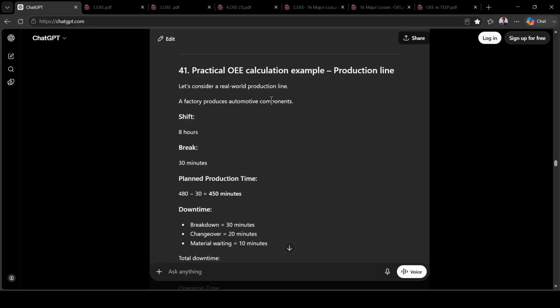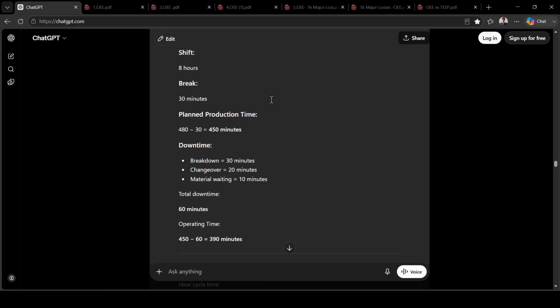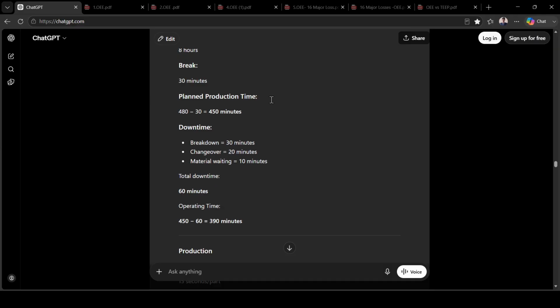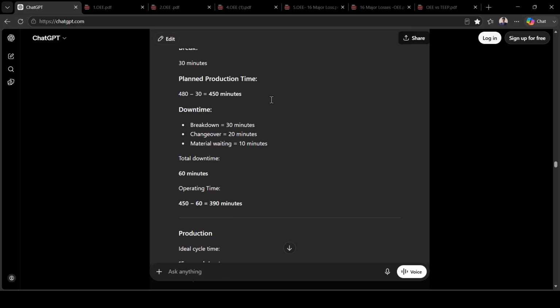The shift is 8 hours, with a break of 30 minutes. Plant production time is 480 minus 30, so 450 minutes. Downtime equals breakdown time 30 minutes, changeover time 20 minutes, and material waiting 10 minutes. So total downtime equals 60 minutes. Operating time equals 450 minus 60, so 390 minutes.